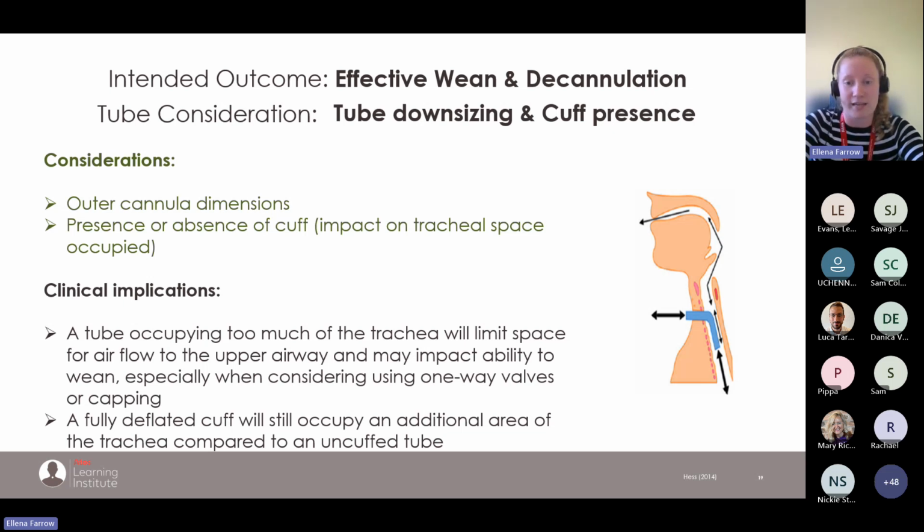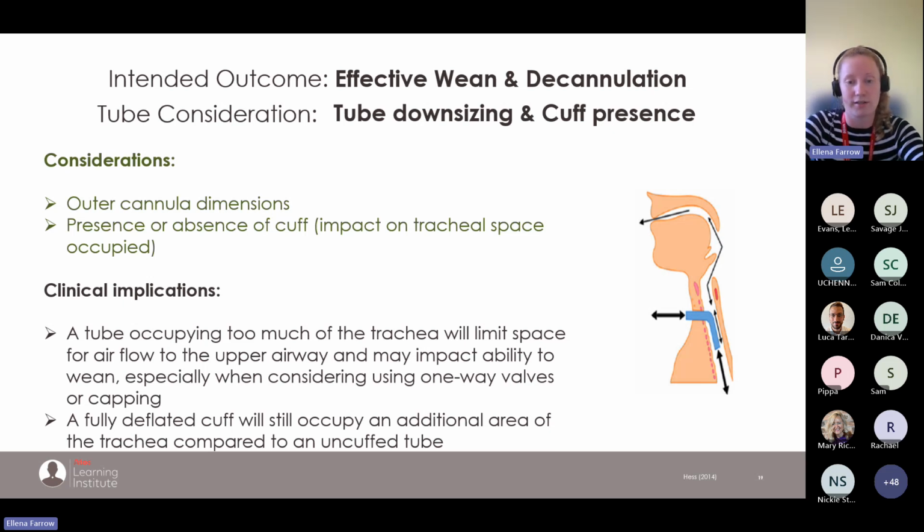And if you think about the same theory as we used in the previous slide, the more space we have around the tube, the more airflow we're going to get to the upper airway. So if we think in simple terms, the smaller the dimensions of the tube, specifically in relation to the outer cannula size, because that's the sort of total size of the tracheostomy, the less space the tube's going to take up in the trachea. Therefore, there's going to be more space around the tube to allow that airflow to the upper airway. So it's then also important to consider the presence of your cuff as well.